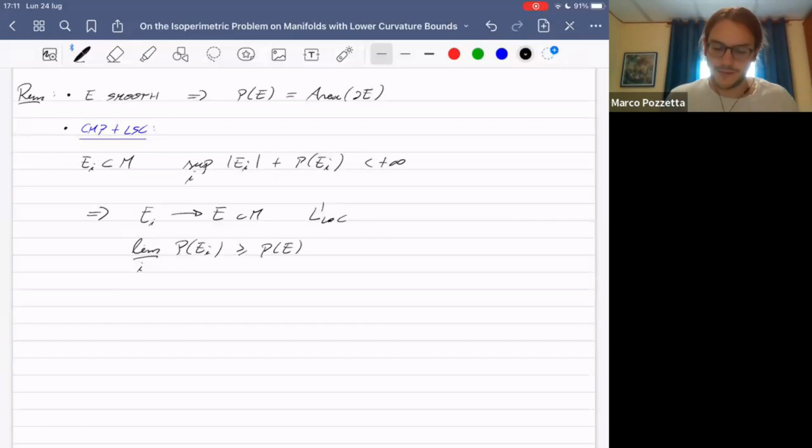Okay, up to subsequence. And when I say that a set converges to another set in L1 loc, of course, I am thinking of the characteristic functions, right? The characteristic function of E_i going to the characteristic function of E in L1 loc over M.